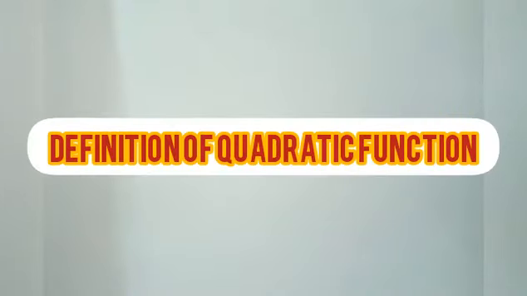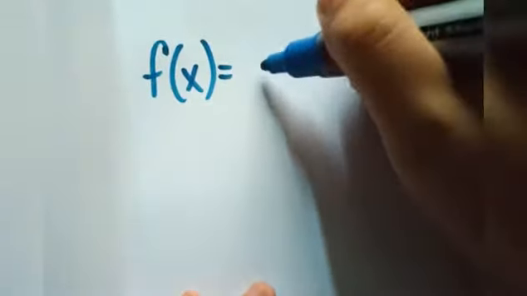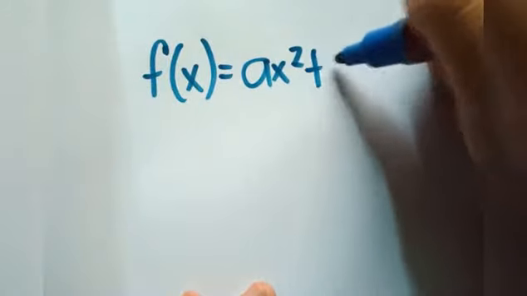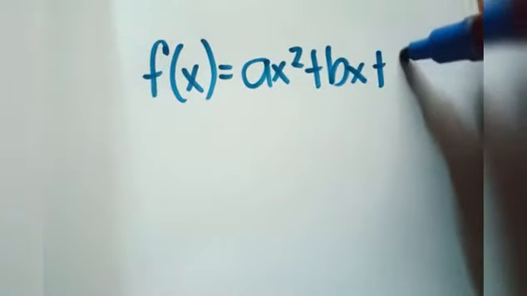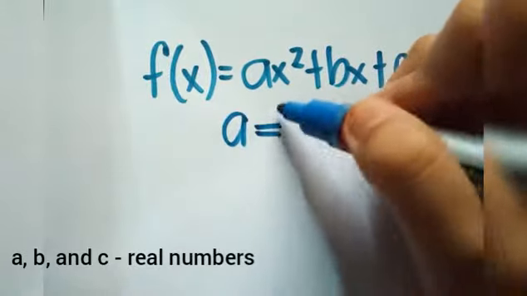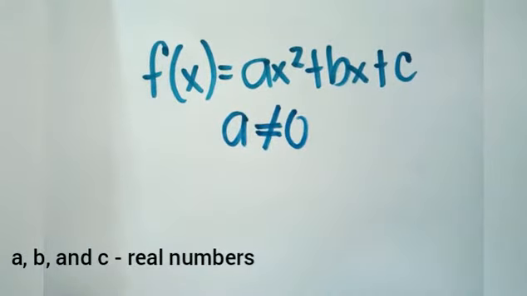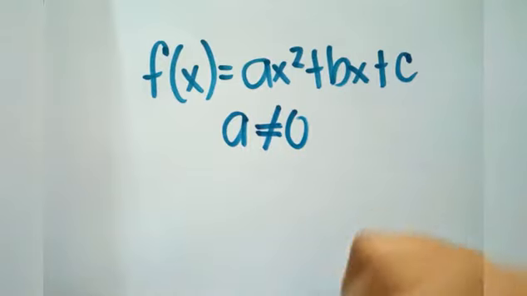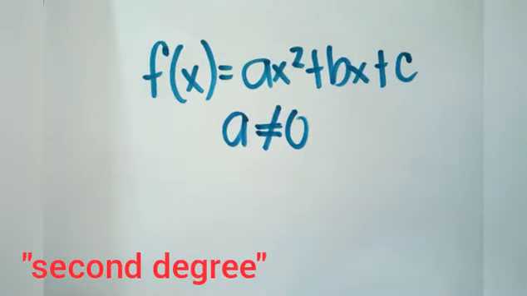Today, let's talk about the definition of quadratic function. So, when we say quadratic function, it is a function that can be written in the form of f of x is equal to ax squared plus bx plus c, where a, b, and c are real numbers and a should not equal to 0. This is also called the second degree function since the highest exponent is 2.